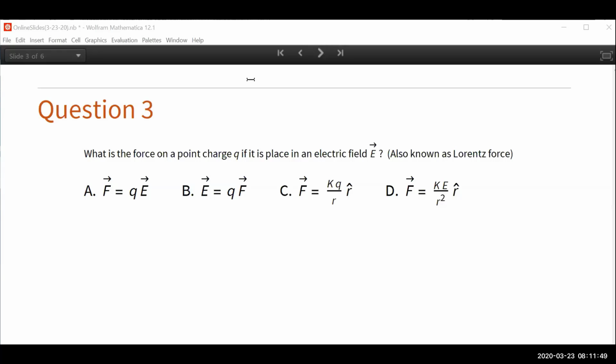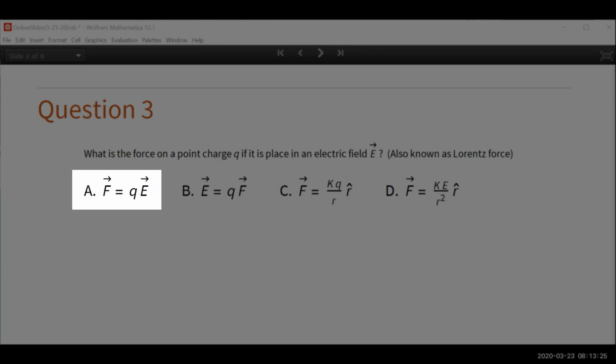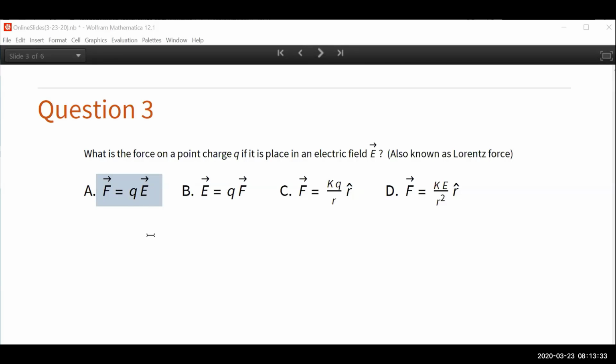Question number 3. How are electric field and force related? What is the force on a point charge Q if it is placed in an electric field E? And this time the correct answer is F equals Q times E. That was the majority, so we're getting there slowly. Force equals charge times electric field. And this is nothing but a combination of the first 2 questions.